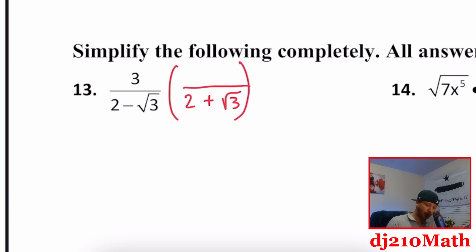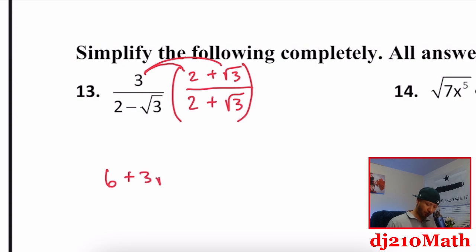All right. And again, it has to be top and bottom. Right? Because anything over itself is 1. This figure on the right, this is just 1. I'm multiplying something by 1, and I'm not changing the actual value. I'm just changing the way it looks. So the way we multiply this, the top is easy. We distribute. So 2 times 3 is 6. 3 times root 3 is 3 root 3.